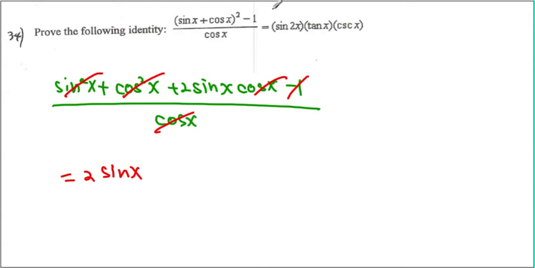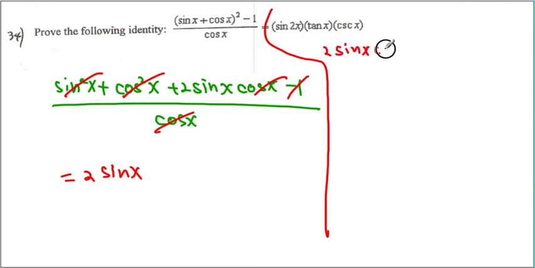How about the right side? Then here we have 2 sine x cosine x times tangent is sine x over cosine of x, and cosecant is 1 over sine of x.